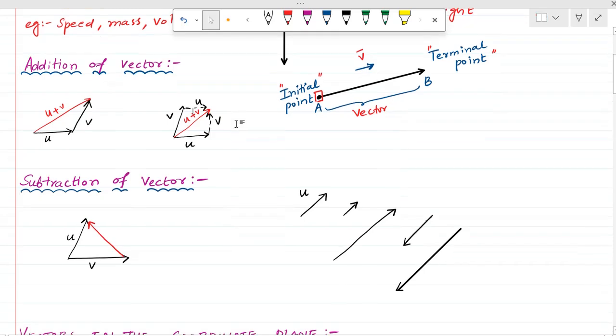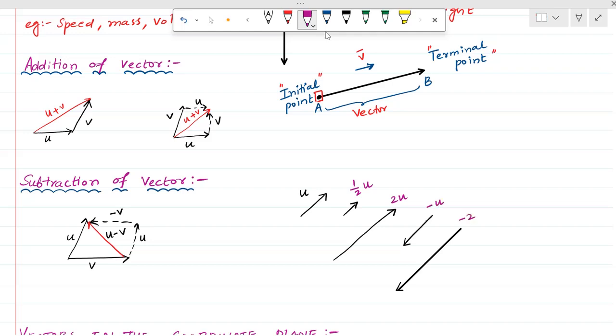Now how will you subtract? Here, this is u, but this is the opposite direction, so this is minus v. Therefore, this will be u minus v, right? Now, here we have a vector u. This is half of this vector, so we call it 1 by 2 u. And here, this is a multiple by 2. It is a scalar multiplication of a vector. And here, the direction is opposite. It is minus u, and this is minus 2u. The length is also doubled and it is in the opposite direction.